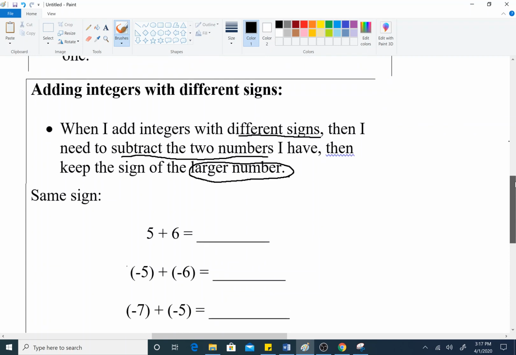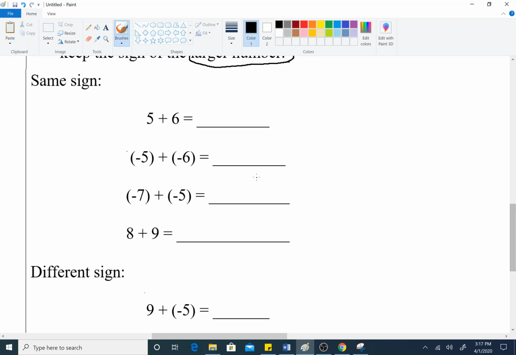So let's look at some practice problems here. I have integers with the same sign here, so if they're the same sign, I add and I keep the sign. So notice here, I have 5 plus 6. You could probably do this in your head. It's 11. Notice here I have a positive 5, positive 6. I keep the same sign here and get out a positive 11.